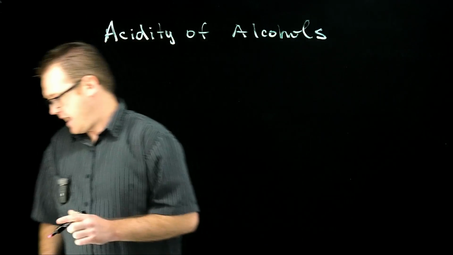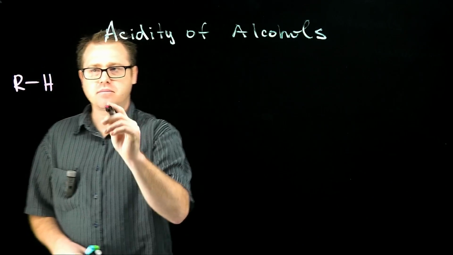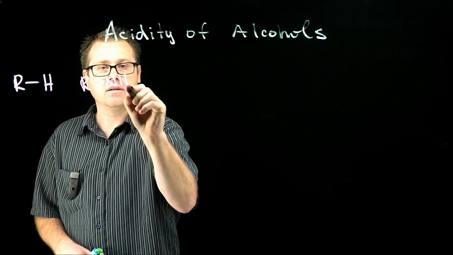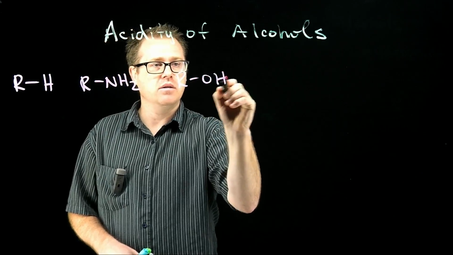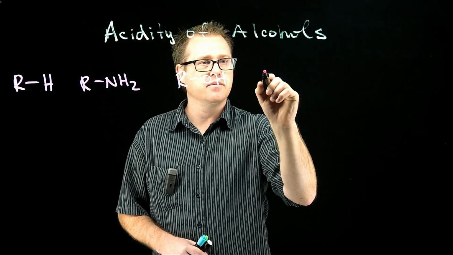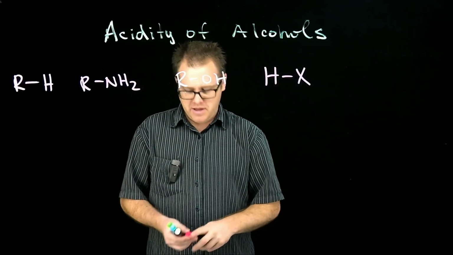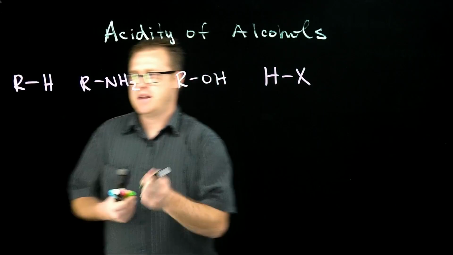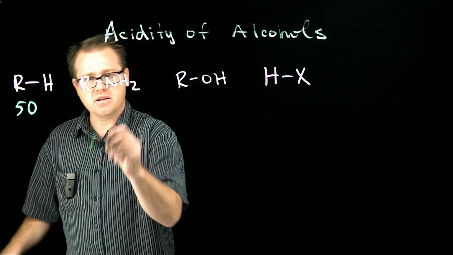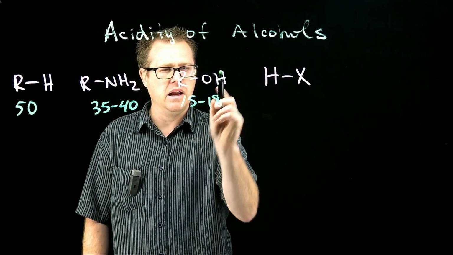So let's take a look at the pKa of alkanes, and let's take a look at the pKa of amines and alcohols and some halogens here, like this. Now, what are the pKa's? Alkanes are approximately 45 to 50. Amines are around 35 to 40. Alcohols are 15 to 18.